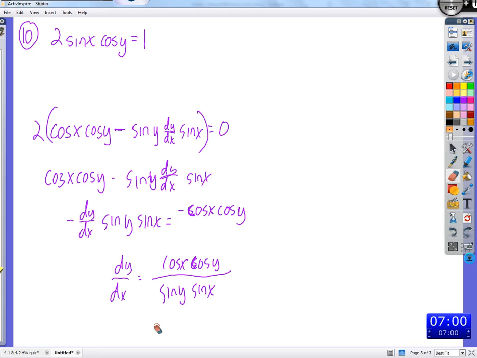Could you simplify that down? Cosine x over sine x, yes, that would be cotangent. So cotangent x, cotangent y, if you wanted.